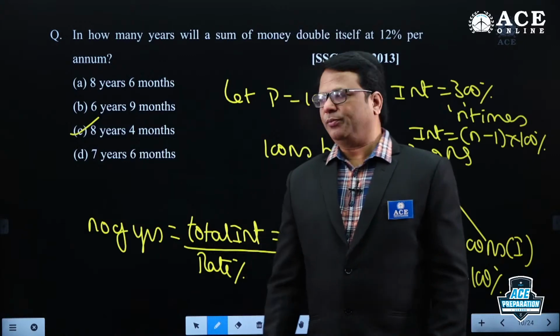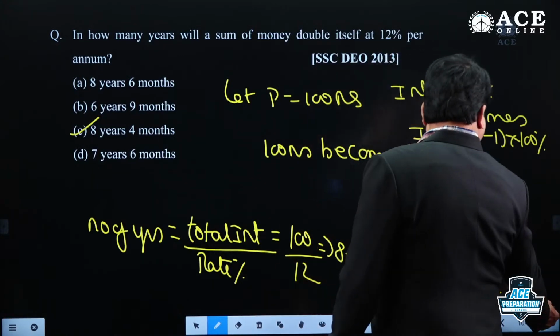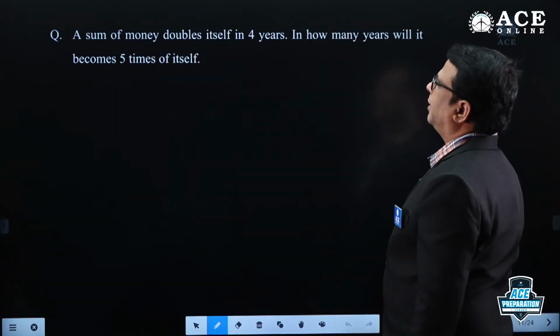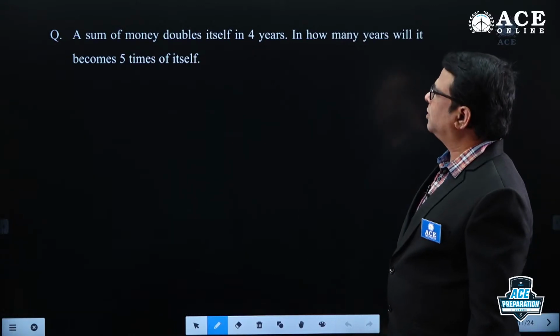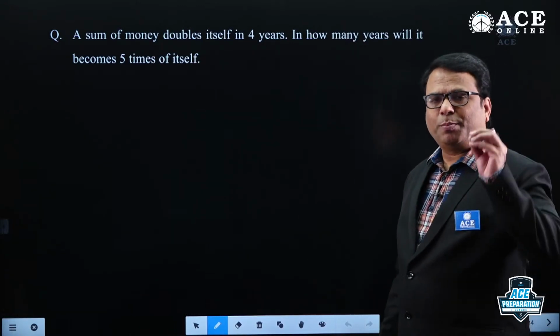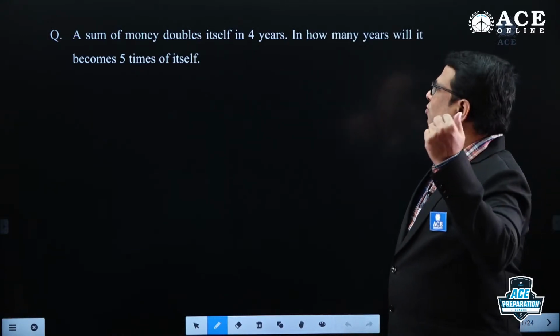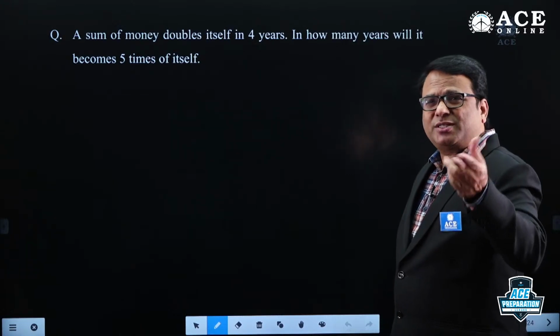Okay, students. Now, let us go for the next problem. We will see a few more problems like this. A sum of money doubles itself in 4 years. In how many years will it become 5 times of itself? So, to become double, it takes 4 years. Then in how many years will it become 5 times of itself?